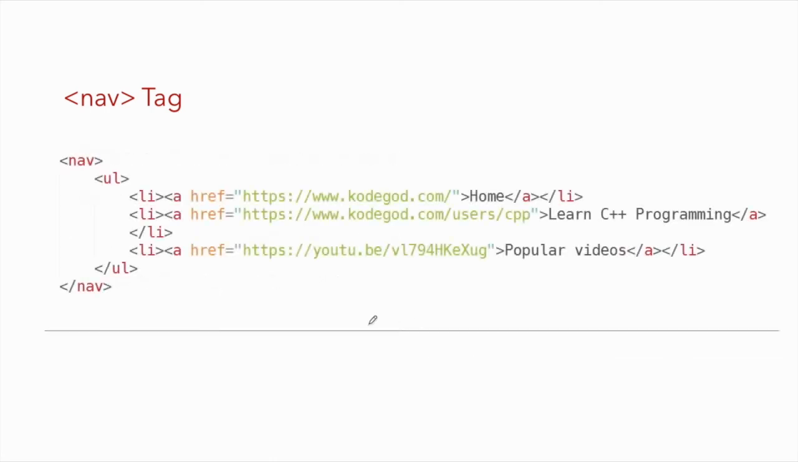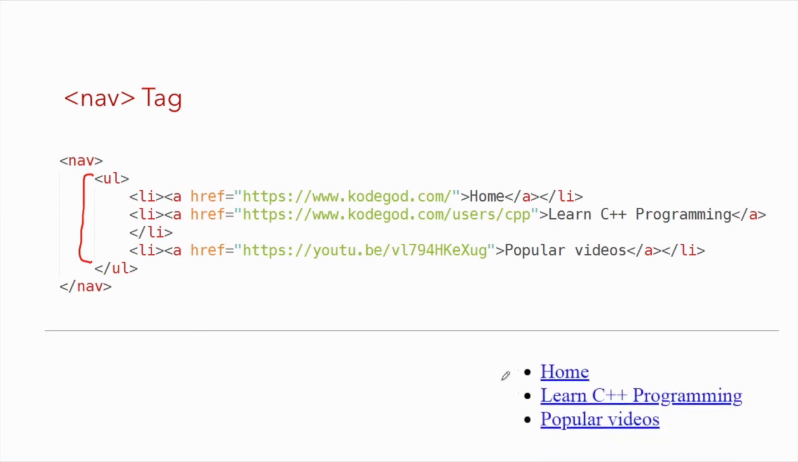So this is the general code. Nav tags are generally used along with the ul and li tags, and you can have your multiple links inside of the li tags. Once you have code like this, it will create a simple menu like this. Then you can add your CSS code to this particular nav, and it can display the navigation links in a more beautiful format.